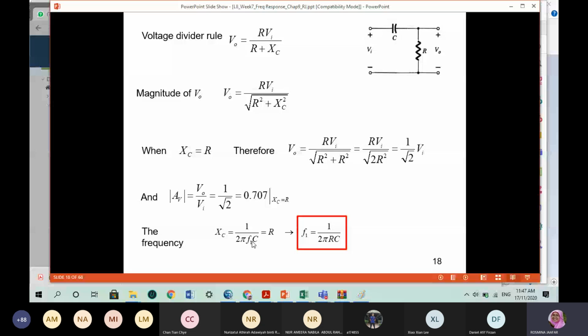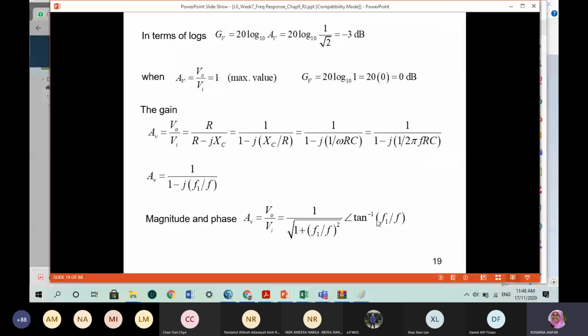And we know that the reactance is always 1 over 2 pi FC. Therefore, if you manipulate the equation, you can have the equation for the frequency. It is simply 1 over 2 pi times RC. And the value of the output VO is equivalent to 1 over root 2 of V1. Vi or V1 is the input of the circuit.